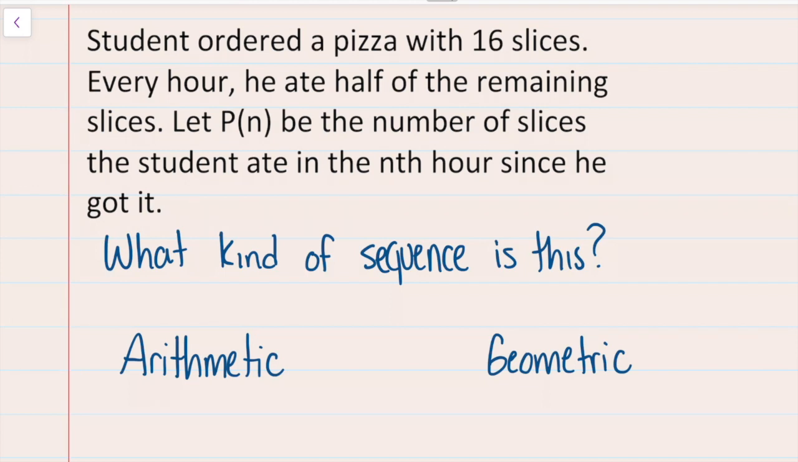I'm going to repeat myself because I know some of you don't watch all the videos. But an arithmetic sequence is basically when you add or subtract the same number over and over. Geometric is when you multiply the same number over and over. Well, let's understand what we have here.